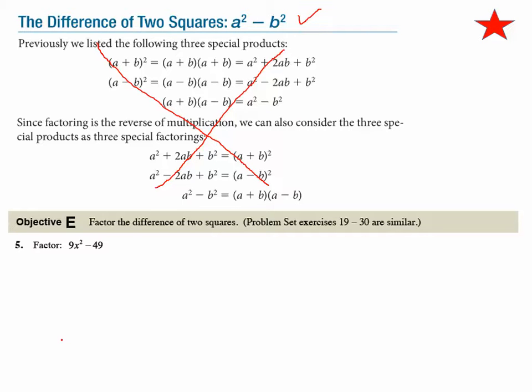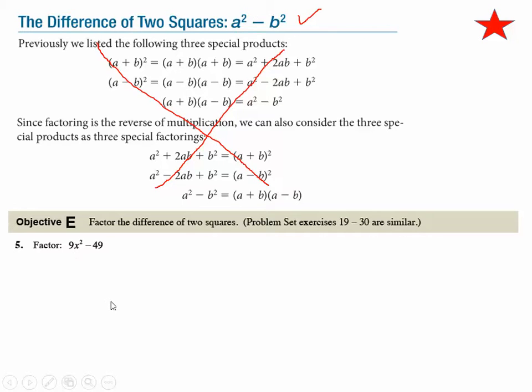Okay, so let's go down here. We've got 9x squared minus 49. The special formula is this right here. Whenever you have a squared minus b squared, a difference of two squares, the two squares are at the end, you got a minus in between, and we got it right here.